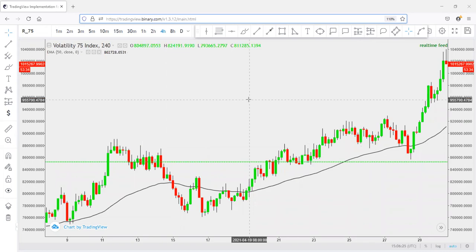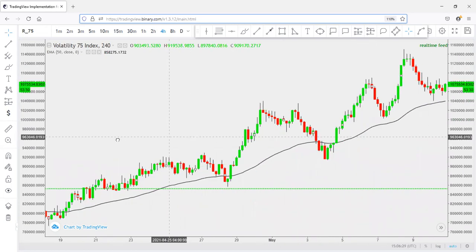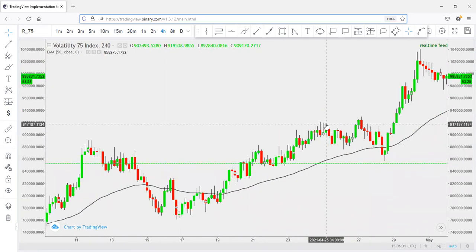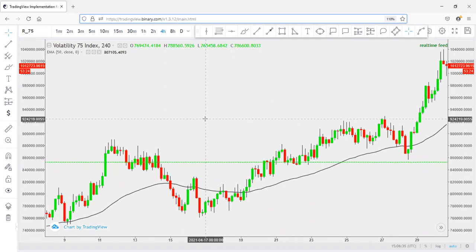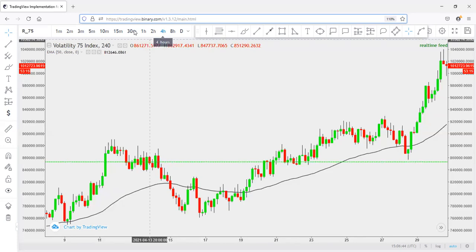This is volatility 75, 4 hours. Obviously, this market has played out, but I want to show you step by step how I analyze my trades. So the first thing I do is to identify the main trend on my higher time frame. Mostly I do use 4-hour time frame or 1-hour time frame. So I identify the main trend first and then identify key areas where price is reacting.